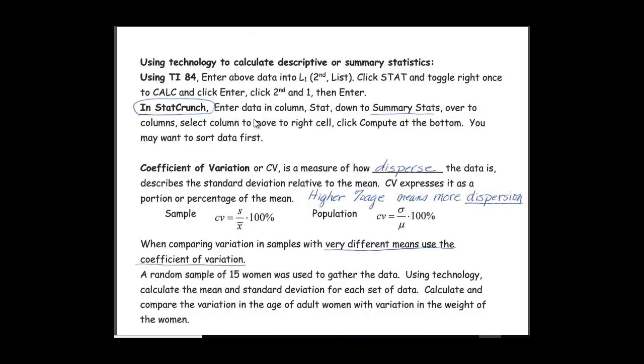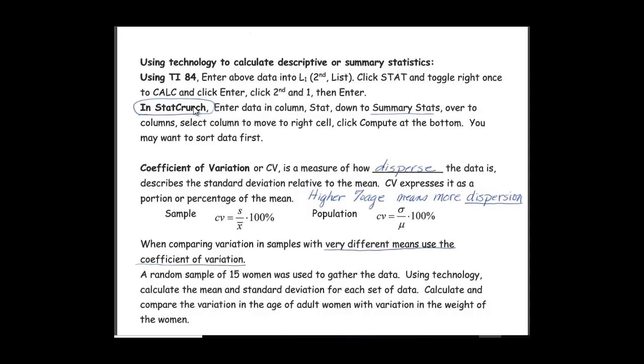Okay, so next I've just documented some ways that you can use technology to find or calculate our descriptive, or we also call that summary statistics. So I've outlined how you could use the TI-84 calculator if you have one. Again, I want to remind you, you don't have to get one of those for this class, but if you did have one and you wanted to know how to do it, this would be the steps that you would go through.